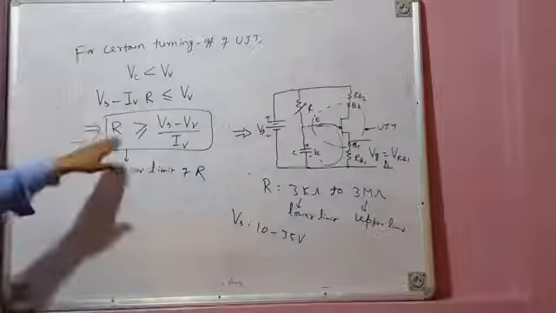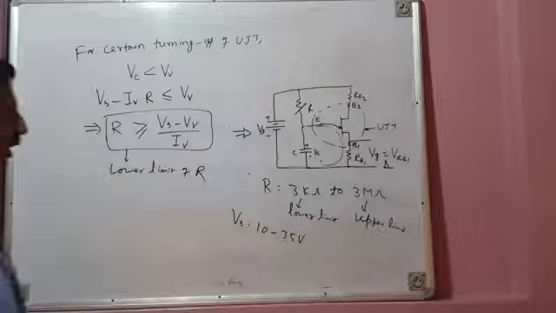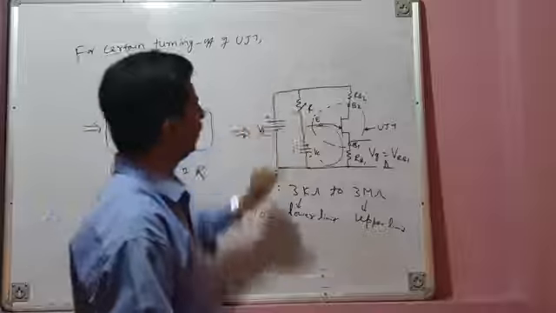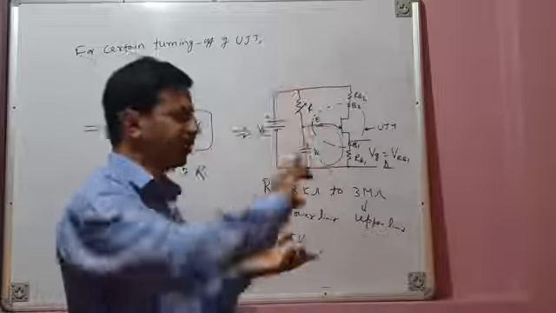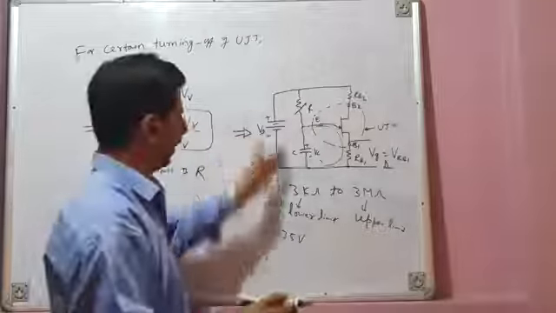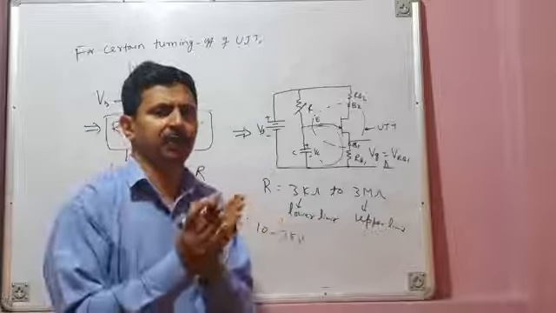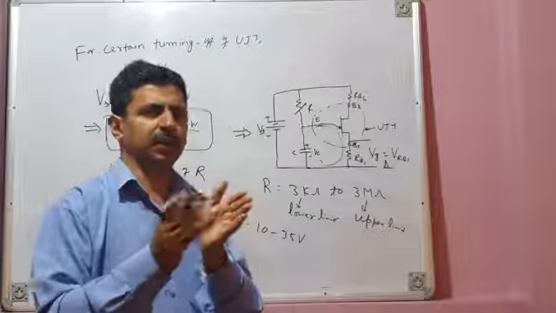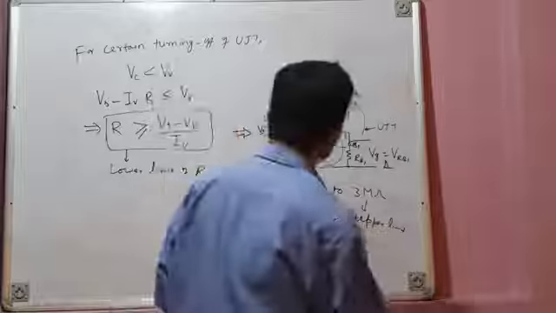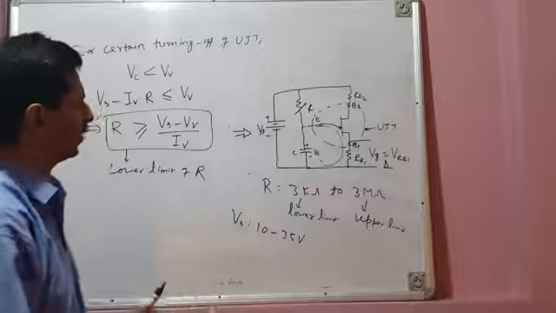So this is how you find the upper limit and lower limit of R. Once you know the upper limit and lower limit of R, you can vary R between that lower and upper limit, and hence by varying R, you can generate the firing pulses. This is how to use UJT as a relaxation oscillator.